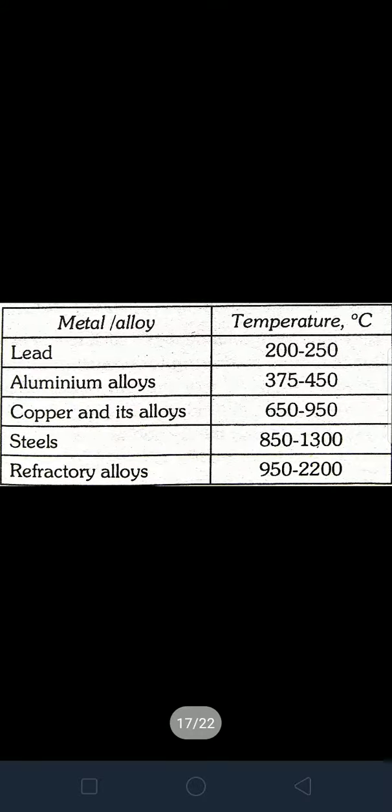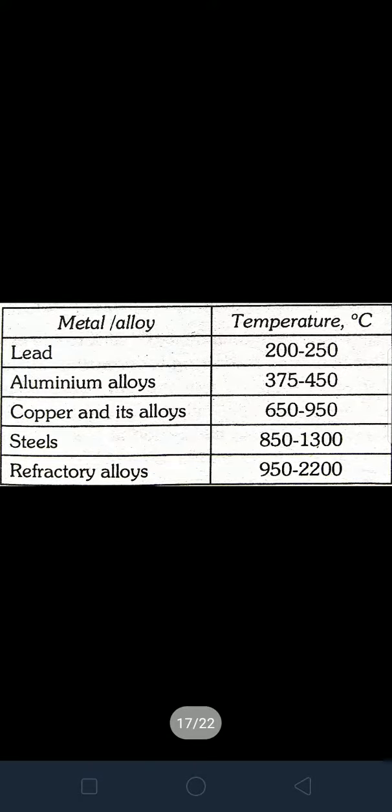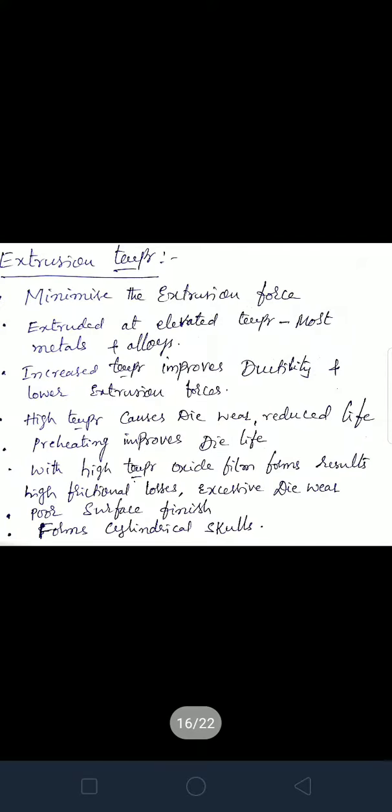In fact, to minimize the problem of non-uniform deformation, it is preferred to preheat the container and the dies. This preheating has another benefit of improving the die life. Also, due to high temperature, there are chances of formation of an oxide film around the billet. The oxide film so formed is very hard, results in high frictional losses and excessive die wear. In addition, the oxide film also affects the metal flow and deformation pattern. The surface finish of such products will be very poor.